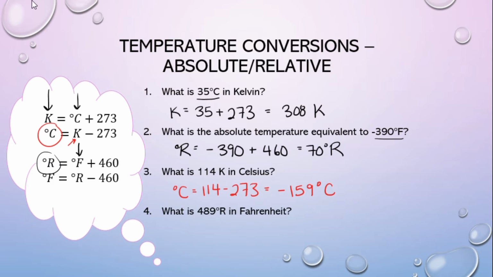And finally, we have Rankine, and we're looking for Fahrenheit in number 4, so our formula to find our temperature in Fahrenheit is to take 489, our temperature in Rankine, and subtract 460, which equals 29 degrees Fahrenheit, so slightly below freezing.